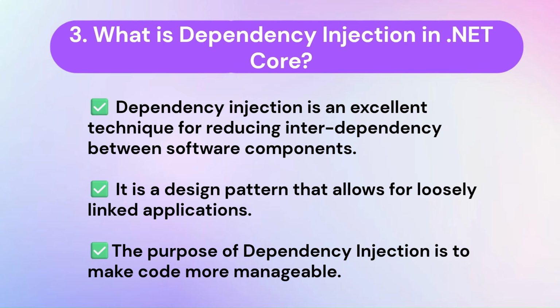Question 3. What is dependency injection in .NET Core? Dependency injection is an excellent technique for reducing interdependency between software components. It is a design pattern that allows for loosely linked applications. The purpose of dependency injection is to make code more manageable.